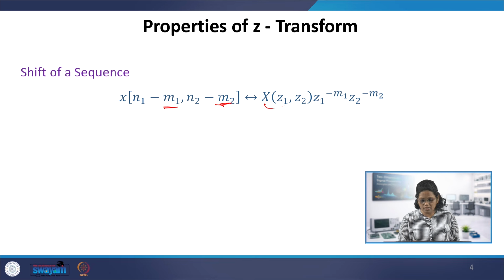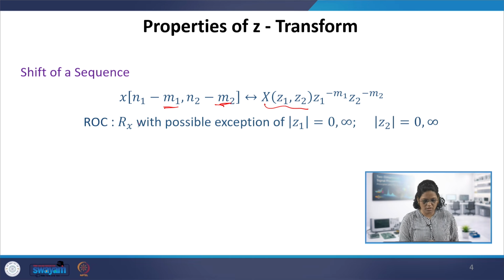So what would be that Z transform? The Z transform of x of n1 comma n2 is X of z1 comma z2, and the shifted sequence will have the Z transform with z1 power minus m1 and z2 power minus m2. So the shift becomes a multiplication in the complex variable, as in the case of e power minus j omega m1 and e power minus j omega m2. So this is the shift of the sequence, and what is the ROC of this shifted sequence?